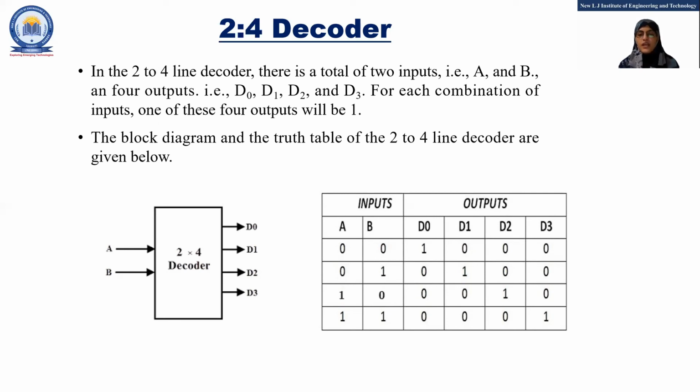Here, for input A, B, at combination 0, 0, output D0 will be 1. At combination 0, 1, output D1 will be 1. At combination 1, 0, output D2 will be 1. And at combination 1, 1, output D3 will be 1. So for the 4 possible outputs D0, D1, D2 and D3, we will generate the output equations. For D0, the equation will be A bar B bar. For D1, A bar B. For D2, A B bar. And for D3, AB.